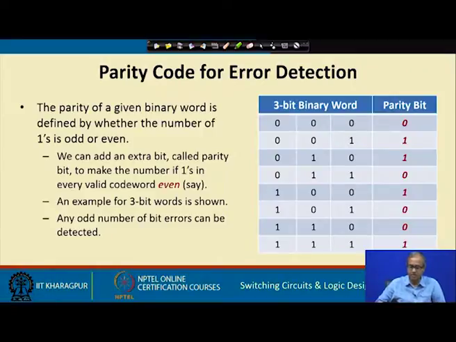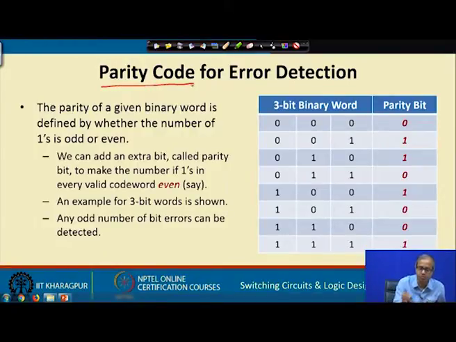So, let us first talk about a very simple scheme for detecting errors. This is a very popular technique using something called parity codes. Parity is very simple. Parity is defined with respect to a given binary word. You check whether the number of ones in the word is odd or whether it is even.